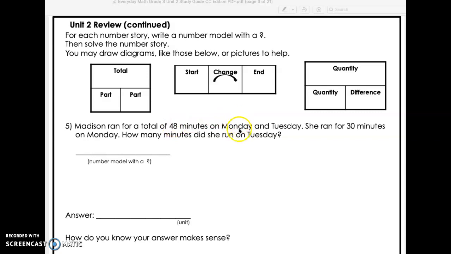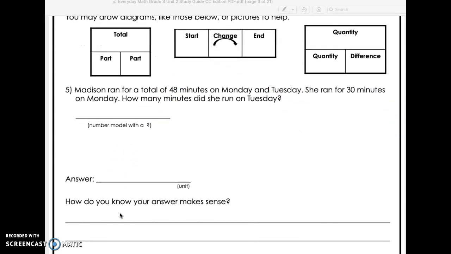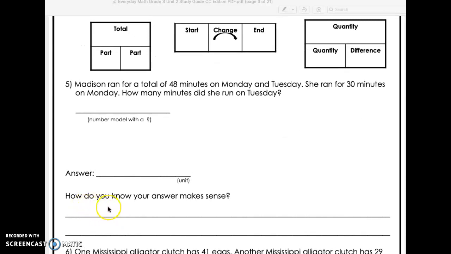So Monday has to be less than 48. Tuesday has to be less than 48. And 18 is less than 48. So I know that my answer makes sense because 18 is less than 48 minutes. And my answer needs to be less than 48 minutes. That's why I know it makes sense. So that was what you would write in these lines right here.